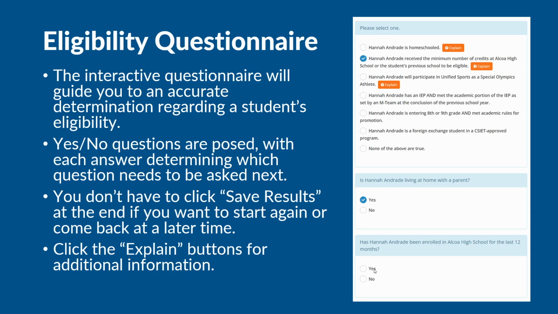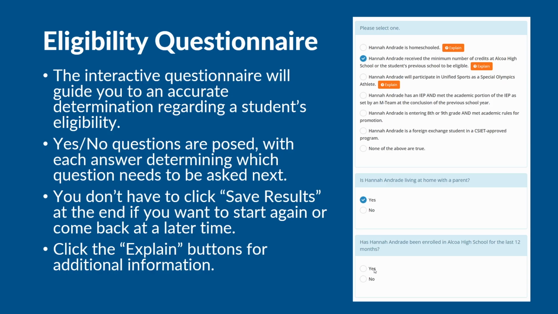Clicking the Answer Questions button takes you to the eligibility questionnaire. We've got a sample here shown on the screen. This questionnaire is designed so that someone with little to no knowledge of the eligibility rules can make a sound judgment regarding a student's eligibility. The questionnaire guides the administrator along to an accurate determination. It asks simple yes-no questions, and the answer of each question determines which question is shown next. So it walks you through the process.